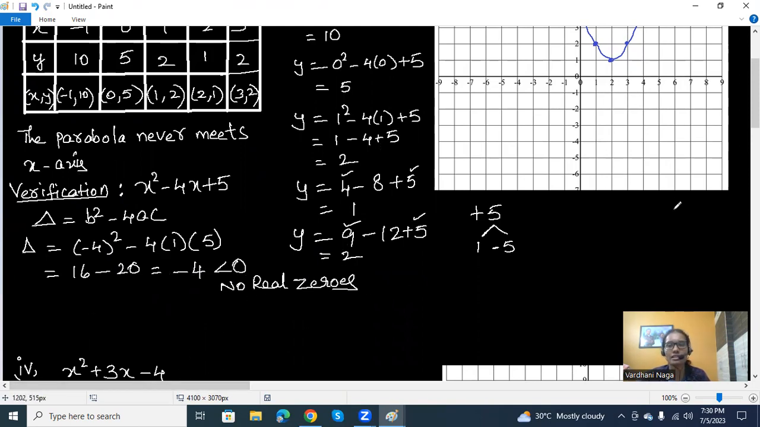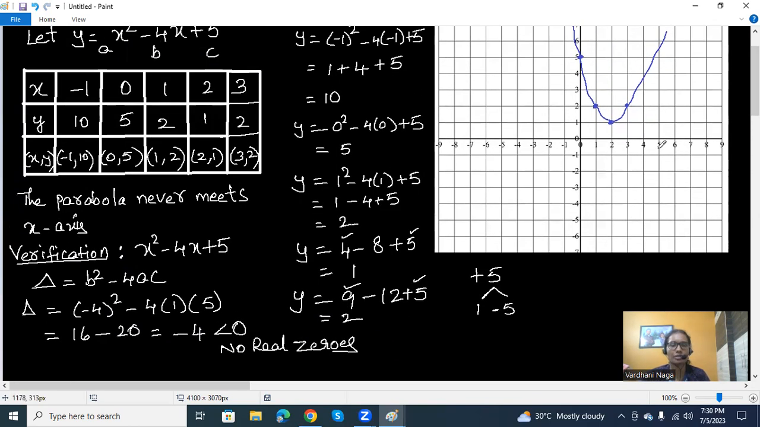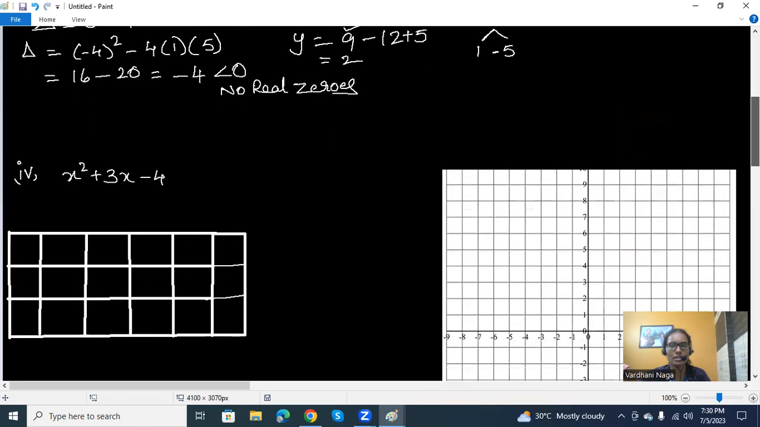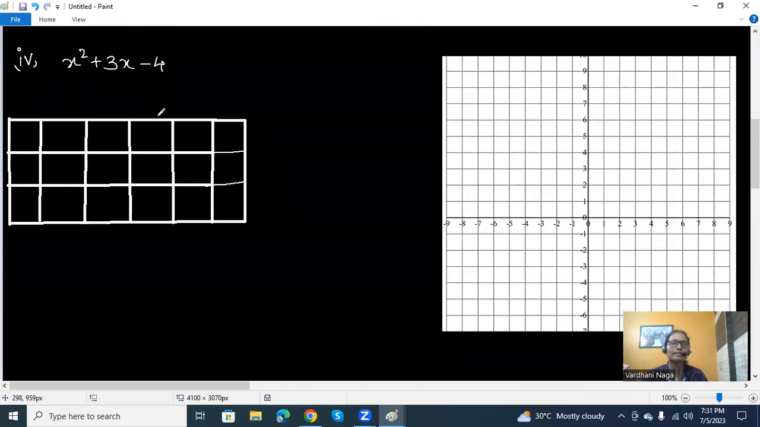Okay, now that's the reason it is not touching the x-axis. This is how we can do the graph question. Going to the next bit, x square plus 3x minus 4, fourth bit. Same procedure. Let y is equal to x square plus 3x minus 4. Rough work we will do here.